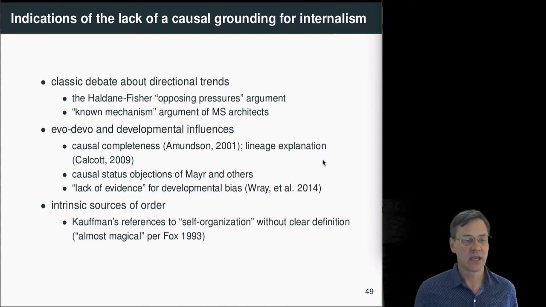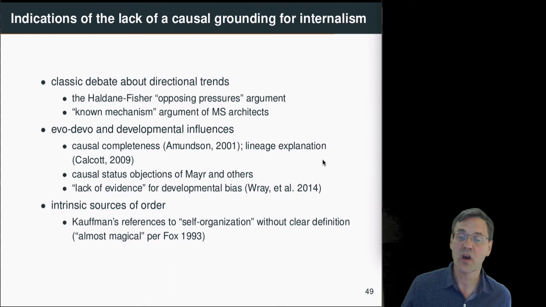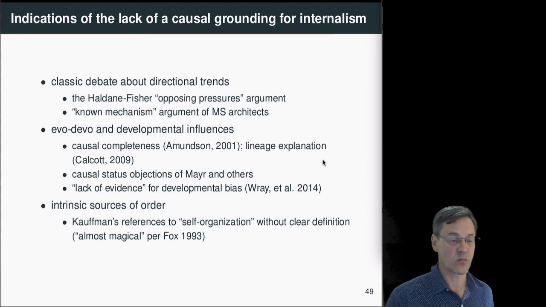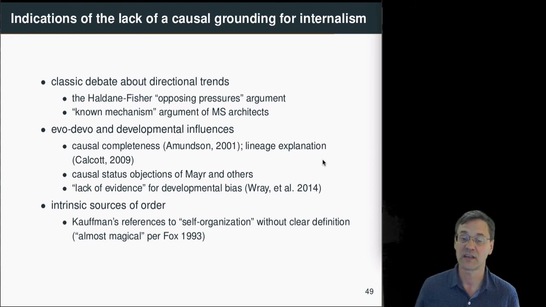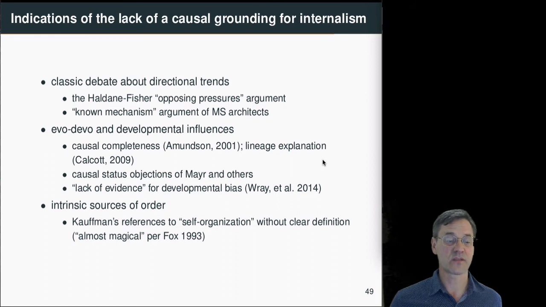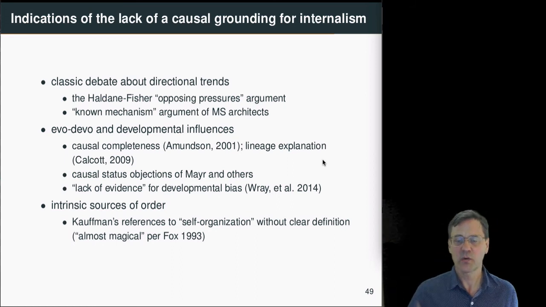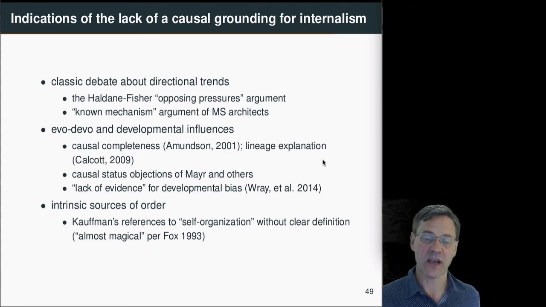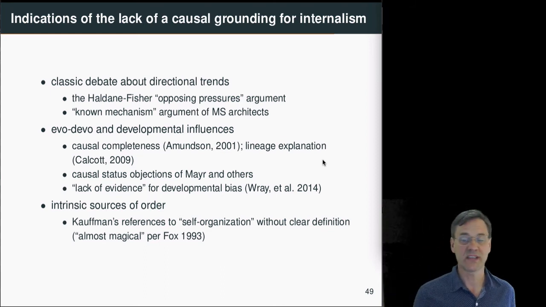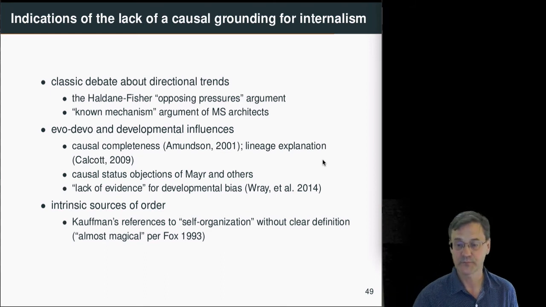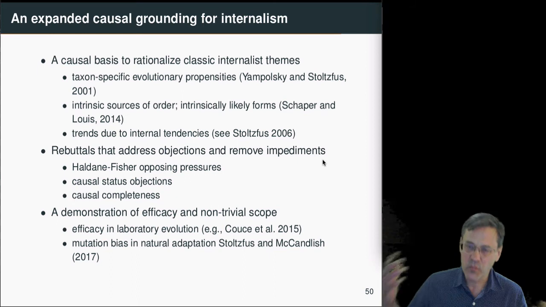And similarly, in regard to intrinsic sources of form or order, we have both the struggle of structuralist proponents of these ideas to articulate a causal basis for their views, and the objections of critics, such as one reviewer of Kaufman's 1993 book, who said that his references to self-organization were almost magical. So an adequate causal grounding would require not just an abstract theory, but a way to rebut objections and a way to demonstrate efficacy, so we can get away from this objection of lack of evidence. And today we can supply all of that.